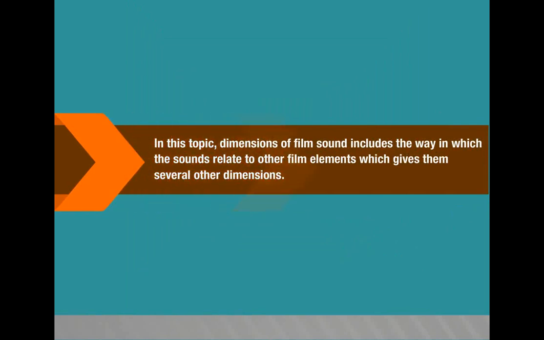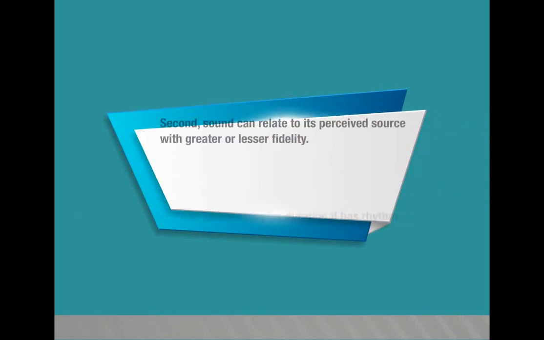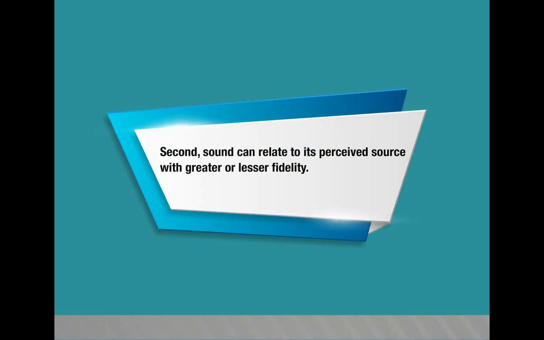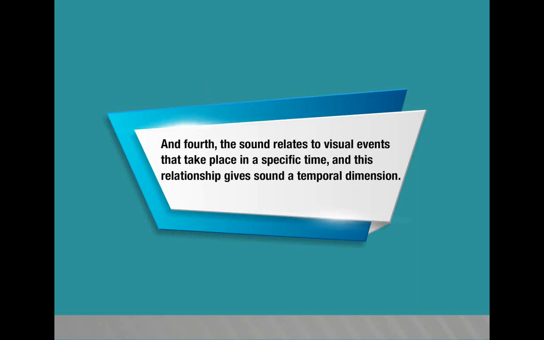In this topic, the dimensions of film sound include the way in which the sounds relate to other film elements, which gives them several other dimensions. First, sound occupies duration; it has rhythm. Second, sound can relate to its perceived source with greater or lesser fidelity. Third, sound conveys a sense of spatial conditions in which it occurs. And fourth, sound relates to visual events that take place in a specific time, and this relationship gives sound a temporal dimension.